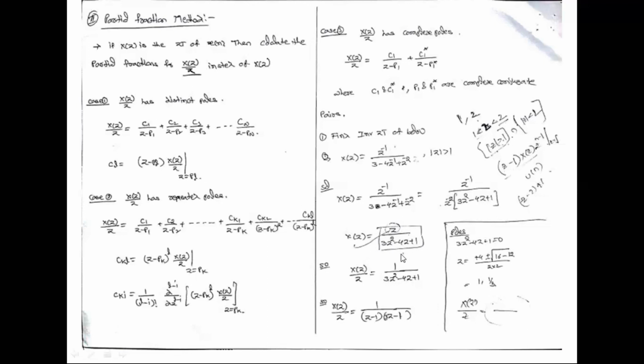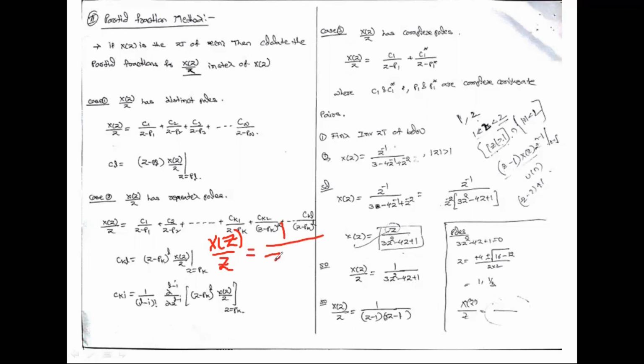Find the roots for this one by using minus b plus or minus square root of b square minus 4ac by 2a. After finding out the poles here, what are our poles? We got 1 and 1 by 3. Means X of z, you can bring this z towards the left hand side, X of z by z. Always you can write the z transformation in the X of z by z form only.